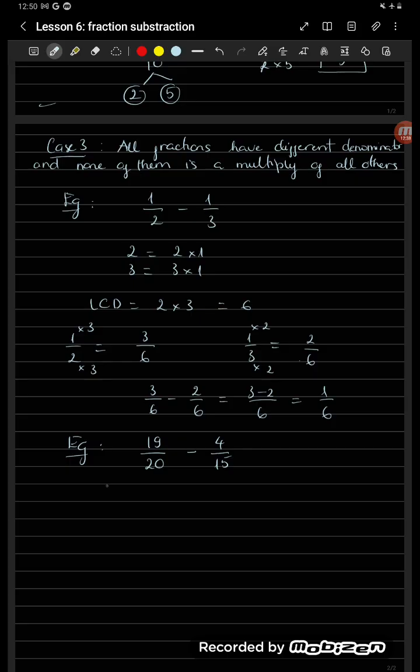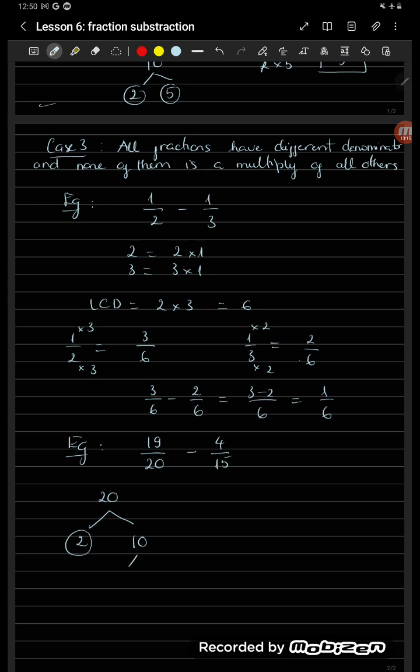So first we need to write each denominator as a product of prime numbers. Okay, and 20, how can we write 20? So for 20, we need to use the tree method like we used in previous lessons. So 20 can divide by 2, right? 2 is the first prime number, and 20 divided by 2 is 10, right? But 10 is not a prime number yet, so we need to keep going, break it down more.